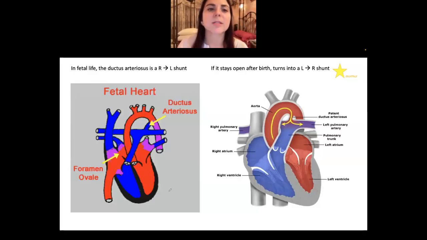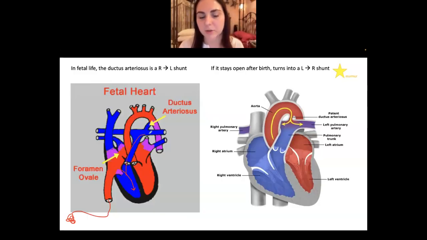The whole point of having these shunts in the fetal heart is that the lungs are not functional while developing, so they need to bypass the lungs. Oxygenated blood is coming from the placenta, down here from mom, and then it goes through all the shunts and gets to the heart. So oxygenated blood is actually coming in through the right atrium. It's oxygenated.